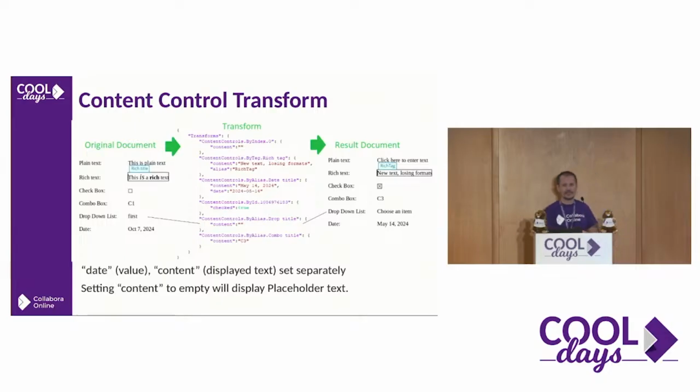You can change values. For example, in the date, we change the date and the content. This is a bit strange here, but it's because the date value is the actual date, and the content is what we are displaying. It may be different. We can display December or last month or 12 months, but those two are different.